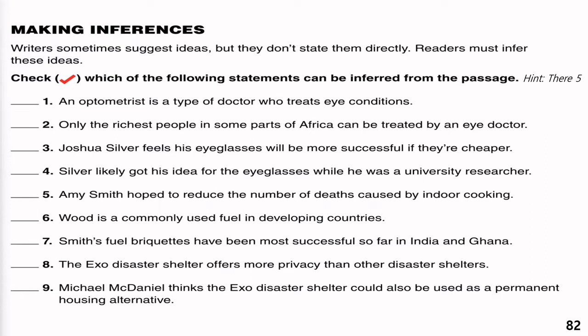So there are 5. Check which following statements can be inferred, meaning it's not written, but it's understood that that's what it is. There are five here that you check. Take as much time as you need. Pause your video now.